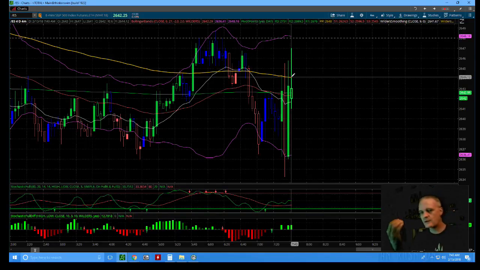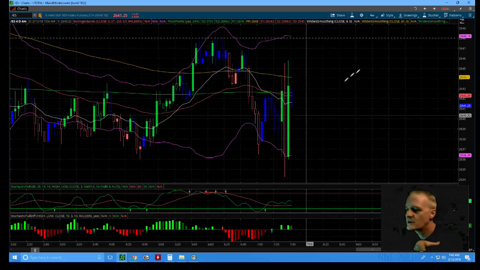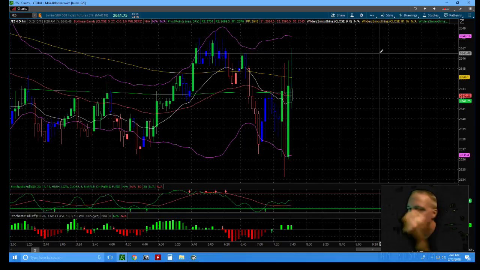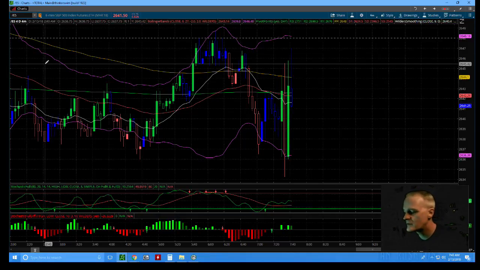So sometimes you might want to set your target a couple ticks in just to be sure that you get a fill. And even then, there's no guarantee you're going to get a fill. If it doesn't hit that level, you might not get filled at all. You might have to get out for a small loss. I've done that. It's happened to me a lot.